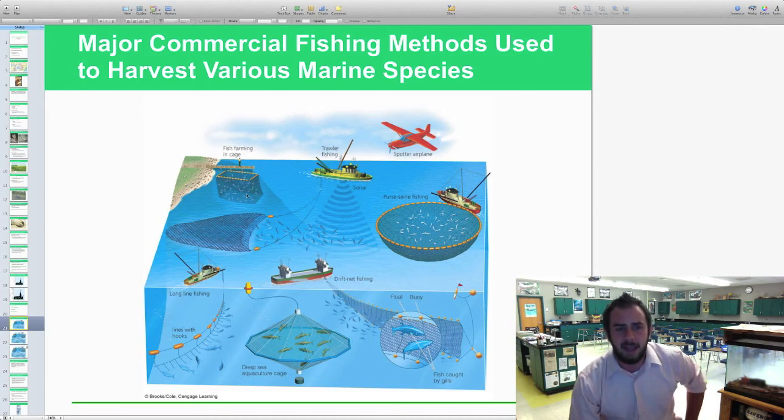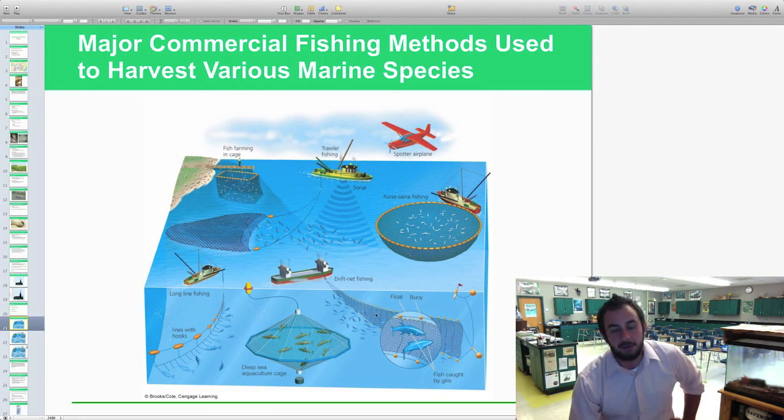Fish farming in a cage. You can actually farm fish off the coast in large cages and feed them. There's the long lining with the number of hooks and the fish attached to them. You can even do deep sea aquaculture for bigger fish like tuna and things like that. So you're keeping them trapped in a net, feeding them on a regular basis, but just keeping them offshore. Just a couple of different types of fishing methods since you're controlling that a little bit better.